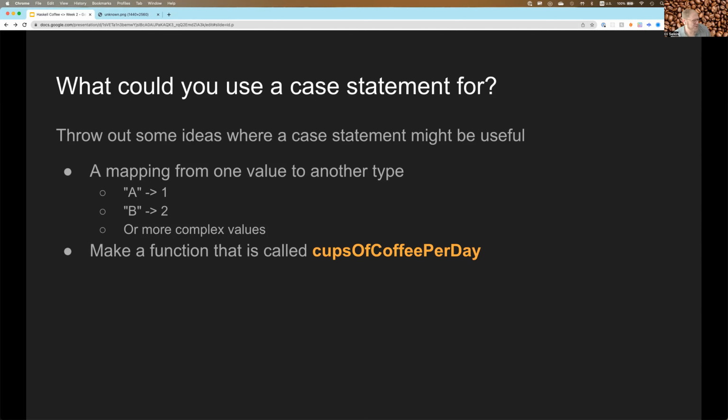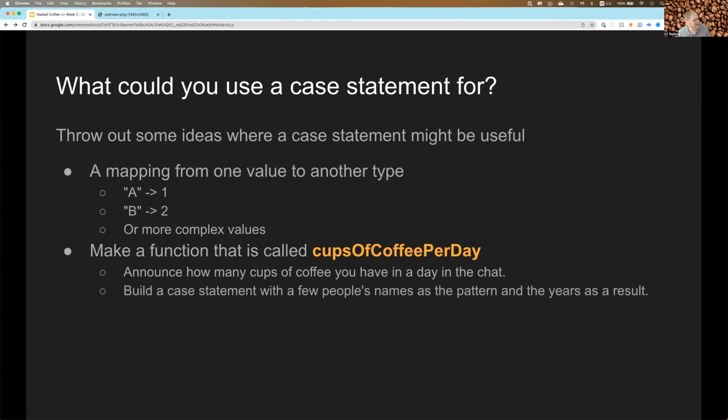So what we're going to do is something with a case statement. I'm going to send out the file, and then you're each going to make this cups of coffee per day function, and you're going to announce in the chat here. So yeah, it's like a test case in some other languages. Yes. So we're going to announce how many cups of coffee you have a day in chat. And then you're going to build a case statement with a few people's names.